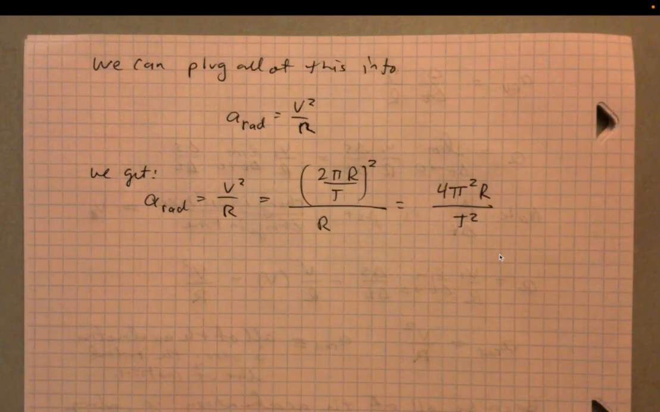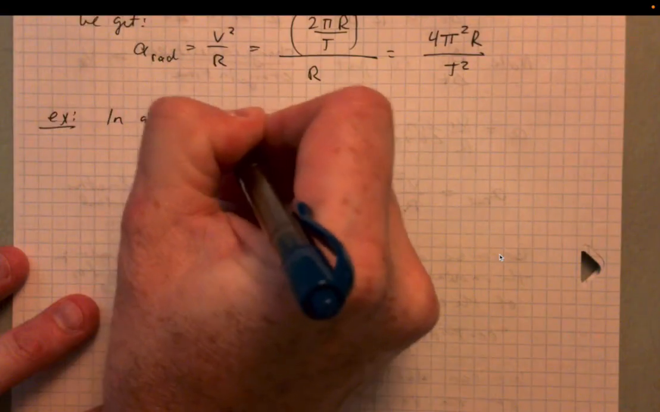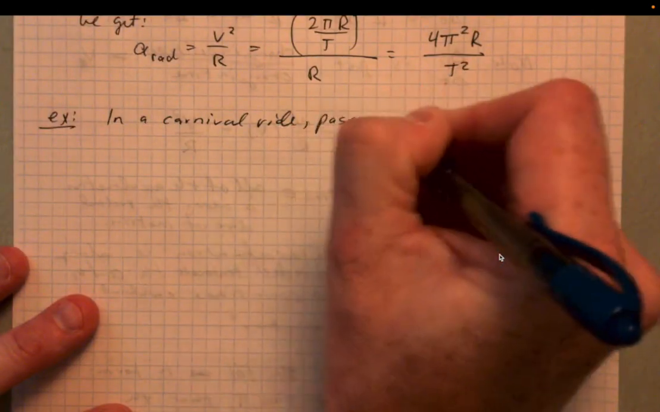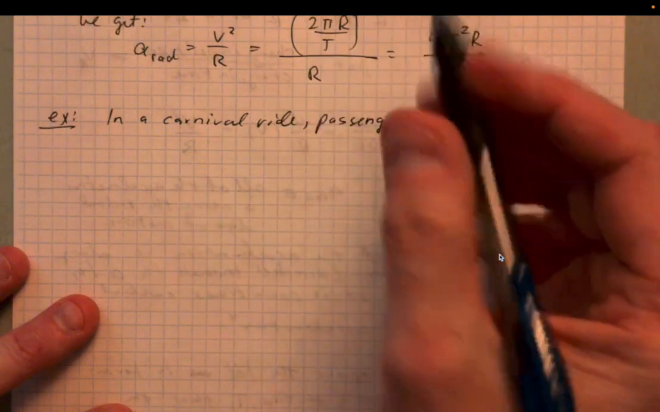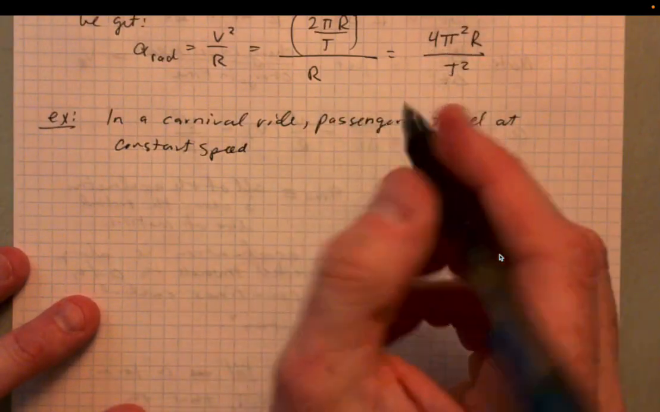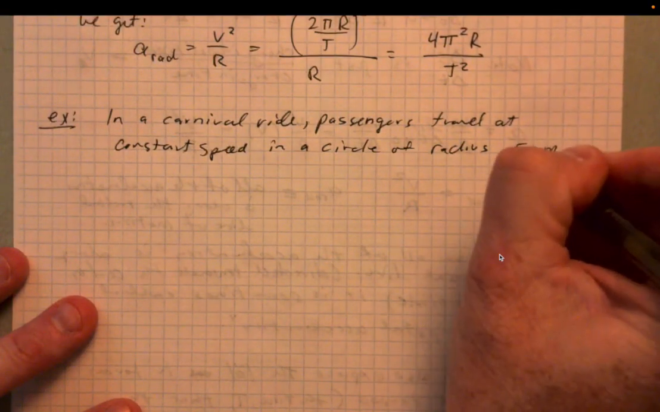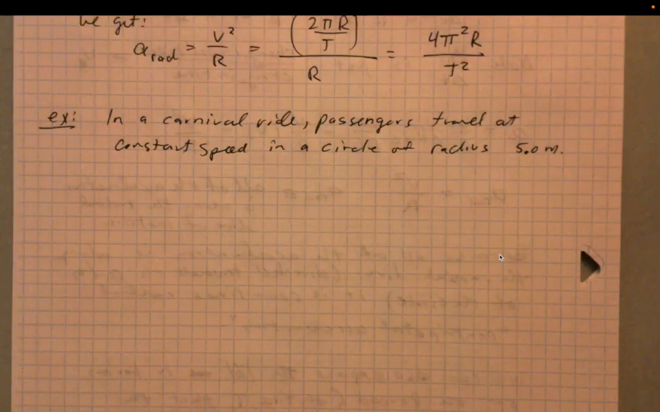Those are the two main things we want to get to in circular motion. We'll obviously come back to this in later sections, but let's do a quick example. A carnival ride example. In a carnival ride, passengers travel at constant speed in a circle of radius 5 meters. So you've got some kind of spinny ride, the radius of the circle is 5 meters, and you're just spinning around it at constant speed, which is the case with many carnival rides.